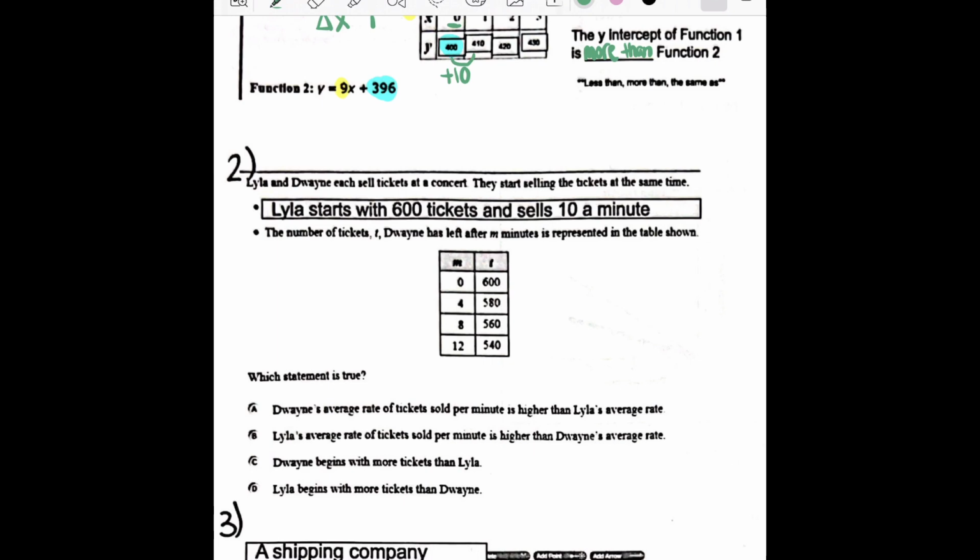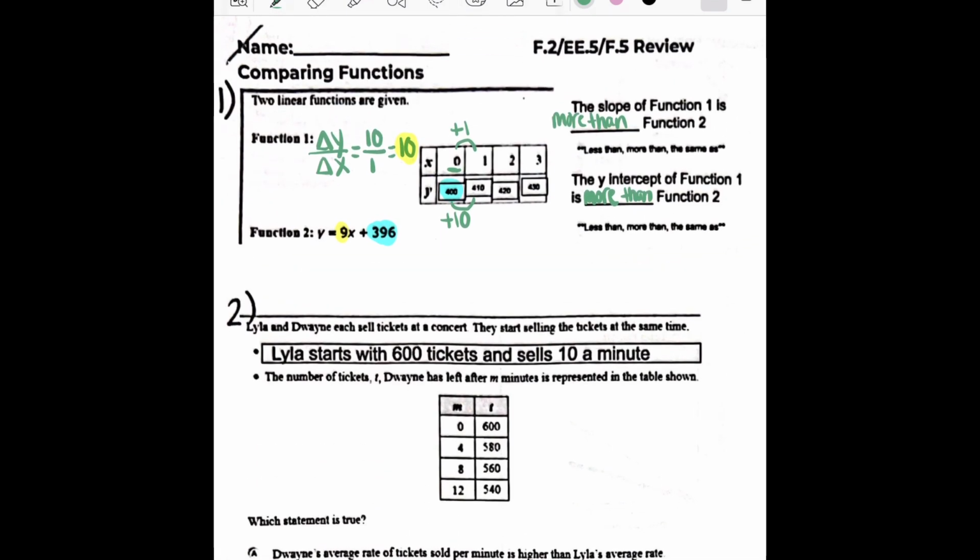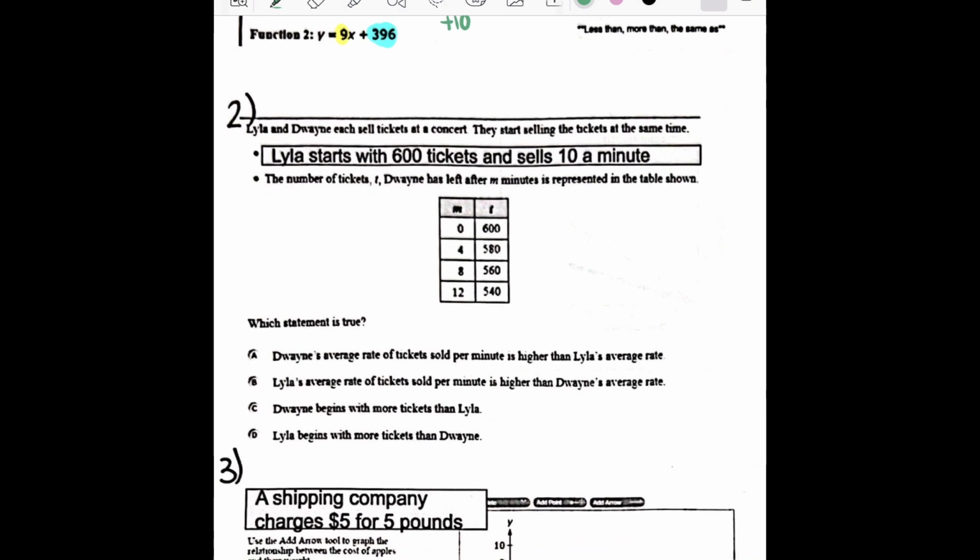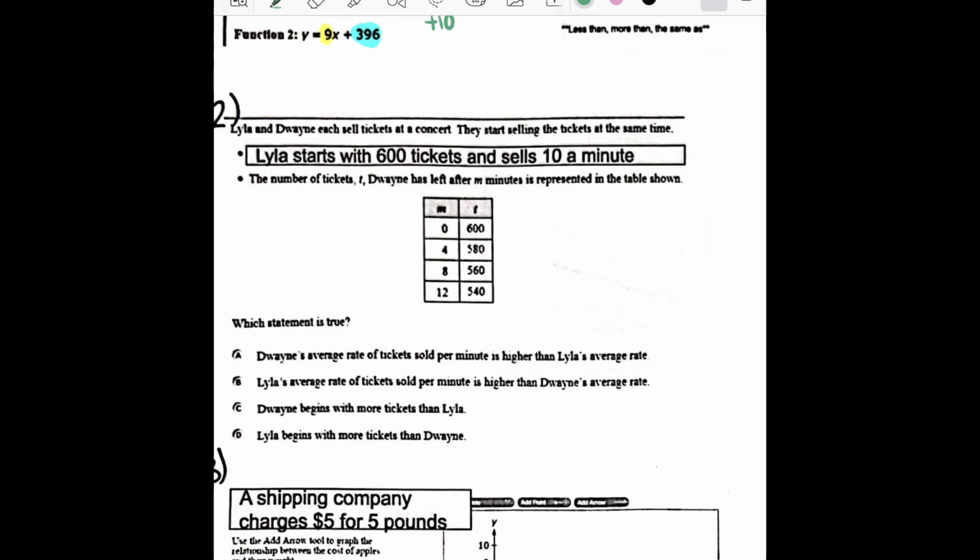So in number 2, it says Lila and Dwayne each sell tickets at a concert. They start selling the tickets at the same time. Lila starts with 600 tickets and sells 10 a minute. The number of tickets T Dwayne has left after m minutes is represented in the table shown. Which statement is true? So as you can see, we are comparing functions, so you definitely are going to need to figure out your m and your b, or your slope and your y-intercept for each situation.